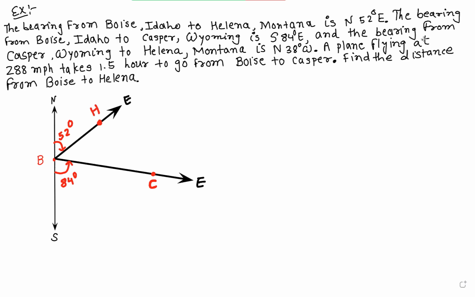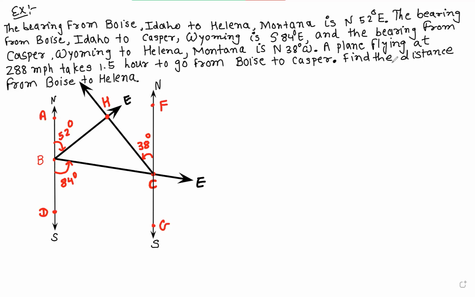Next sentence. The bearing from Casper, Wyoming to Helena, Montana is north 38 degrees west. So we will draw the north-south line again from here. So northwest side is this way. Let's label them north-south here, northwest side. So this is 38 degrees. Let's place on the north-south line some extra letters. It will help us to write the angles. So I will write here A, D, F, G.